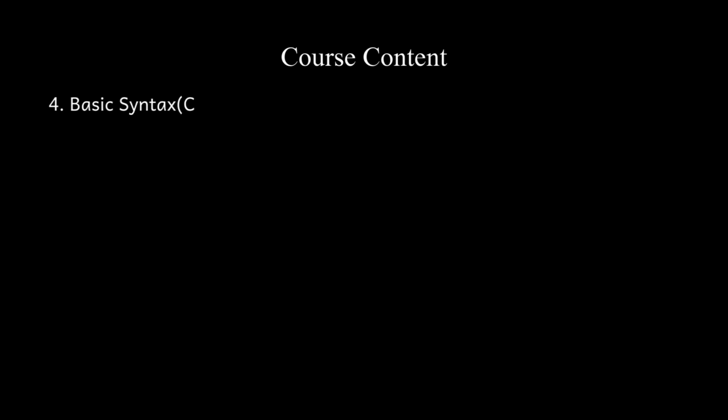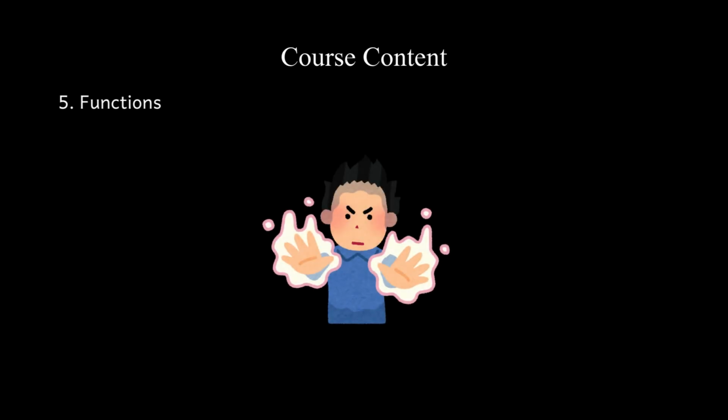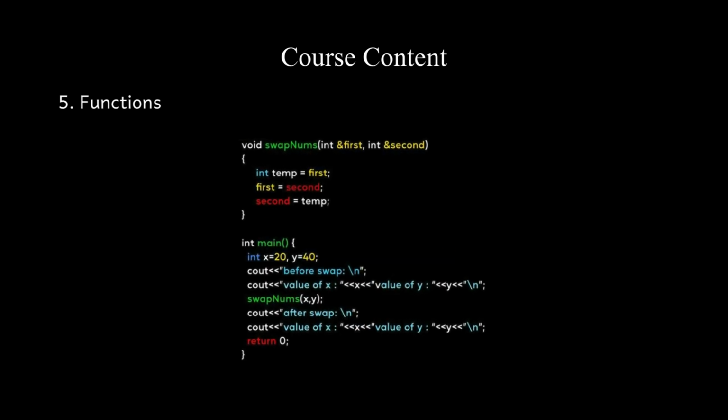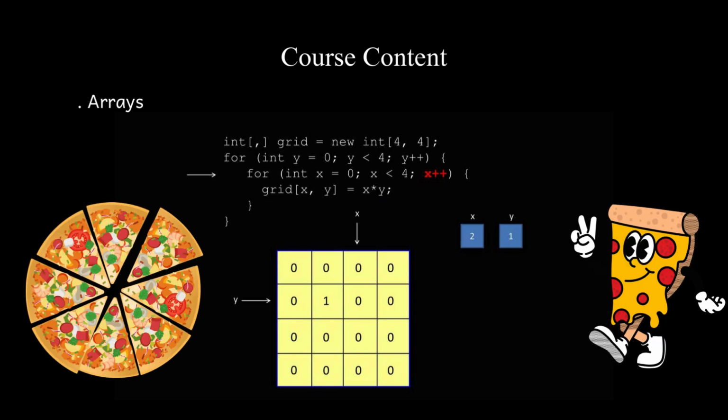Next up are control structures. These are like the traffic lights of your code, directing the flow. If the lights turn green, go, otherwise wait. So I'll cover if statements and loops. Next up are functions. They're like your code's superpowers. With functions, you can make your code reusable and modular. We'll also cover arrays, which let you store multiple values in a single variable. It's like having a whole pizza instead of just one slice.